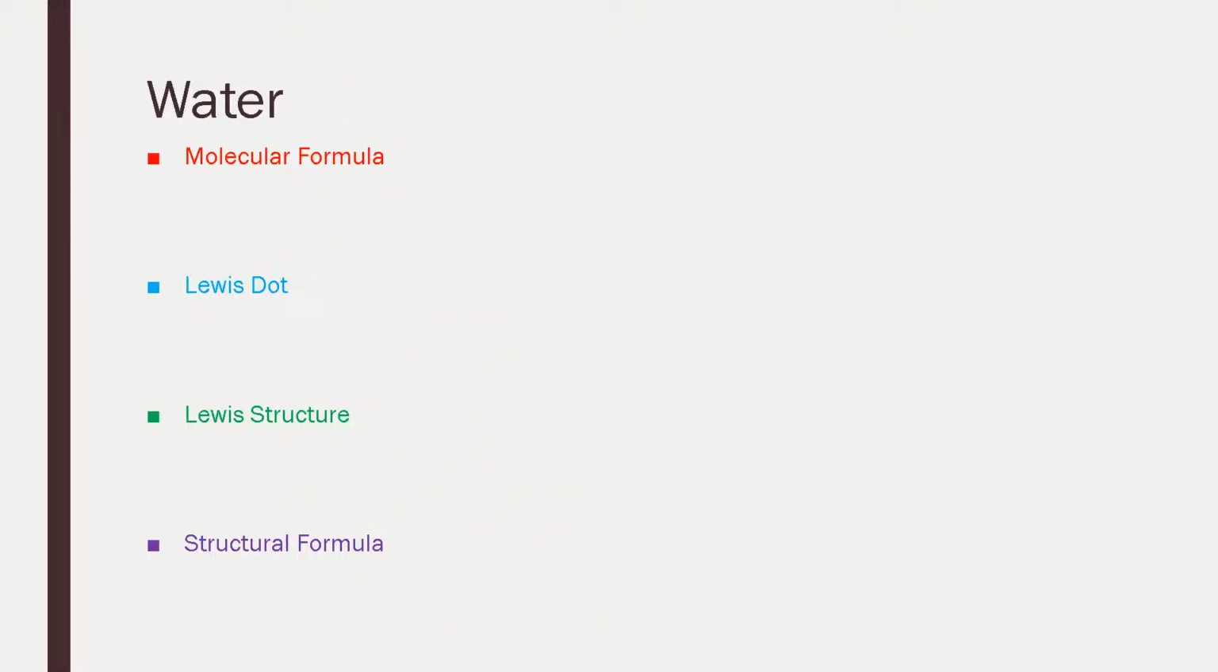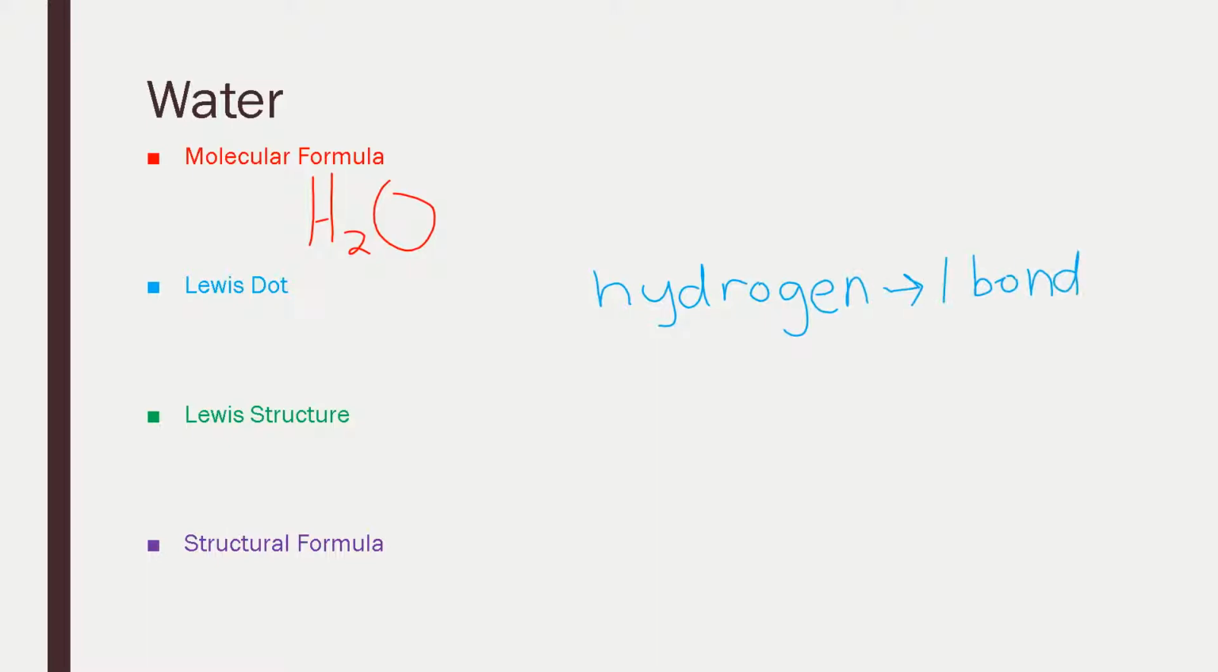Next, we have water, which is represented by the molecular formula H2O. Now, hydrogen always forms one bond, and we know that oxygen has 6 valence electrons. So that means this Lewis dot structure is going to have a total of 8 valence electrons. So we are going to put our O right here and the H is over here.